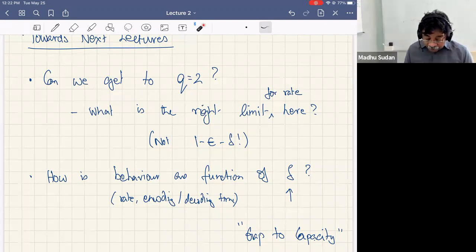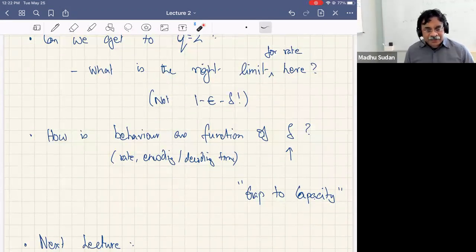Instead, it turns out now we will have to actually talk about capacity a bit more carefully.